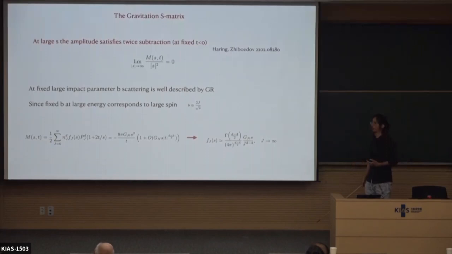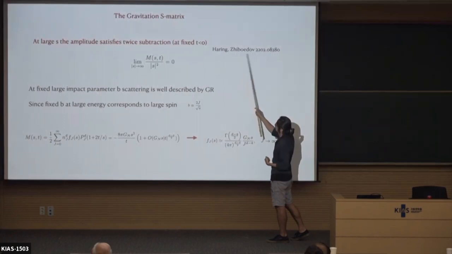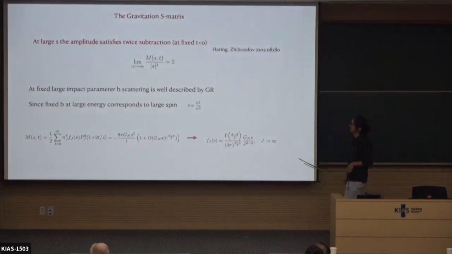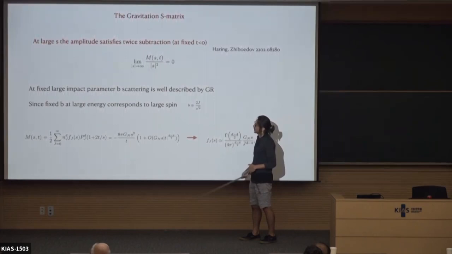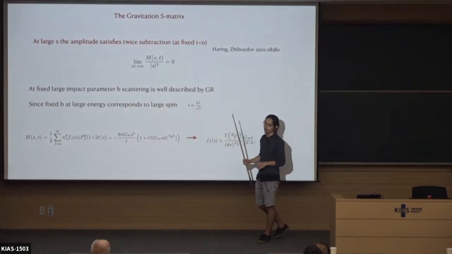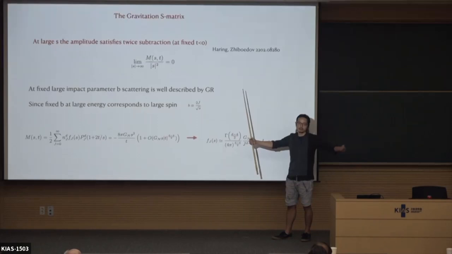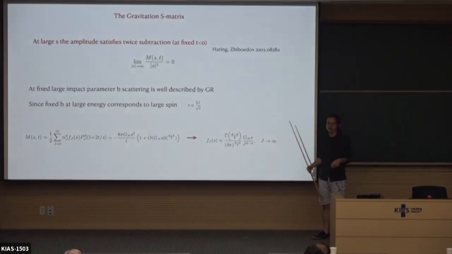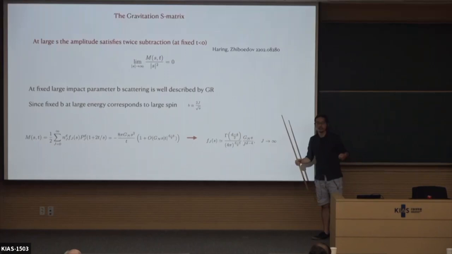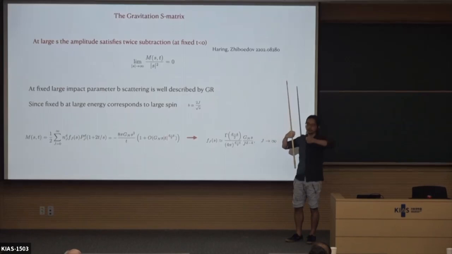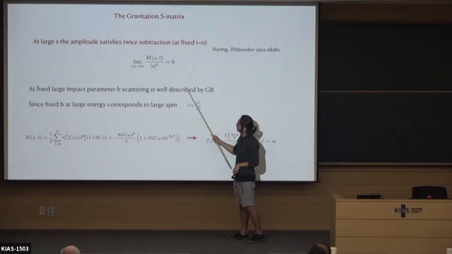By the way, this argument is laid out very nicely in Sasha Zhiboedov and Karen Häring's paper, where basically the point is that if you Fourier transform your amplitude in t to large impact parameter, a large impact parameter should just be GR. This is the usual sense in which we say that high energy gravity doesn't necessarily mean you have quantum gravity effects. I mean, you have planets scattering or planets colliding, and this doesn't mean that you have quantum gravity effects. That's because you have a large center of mass collision, but these are large impact parameters. And so that means that large impact parameters are well described by GR. So you can use this information.